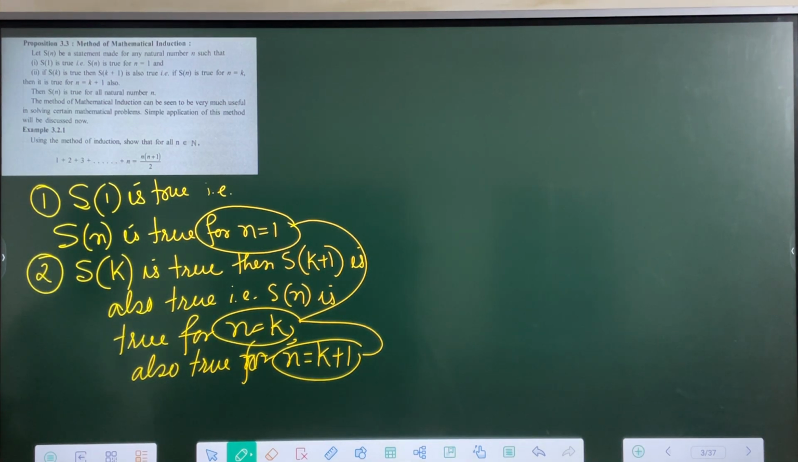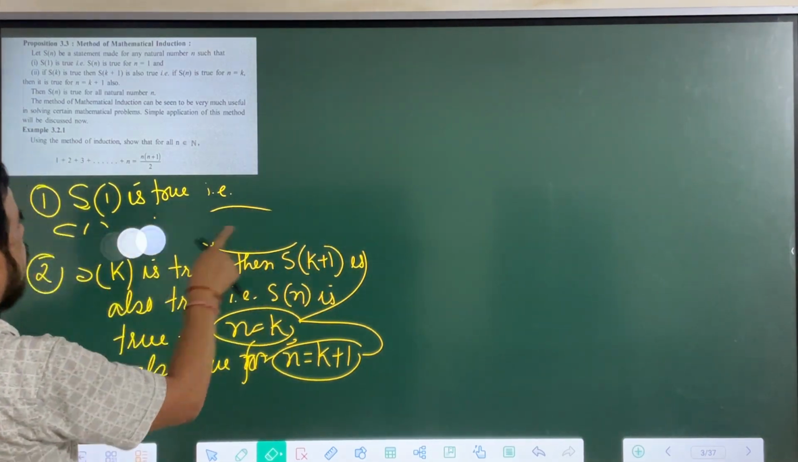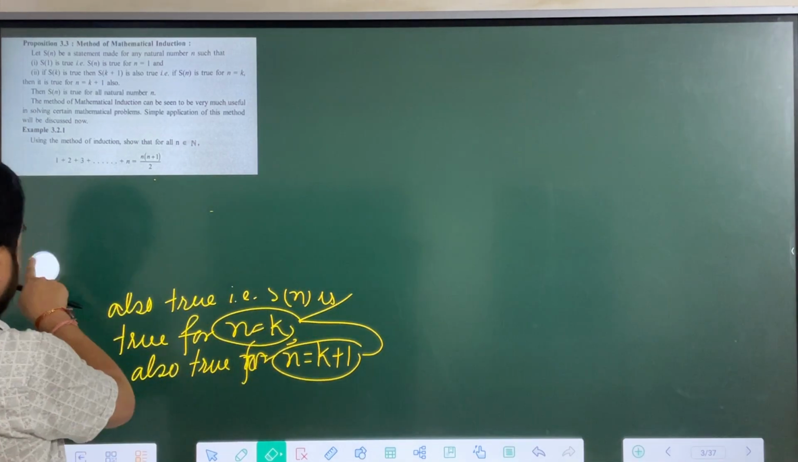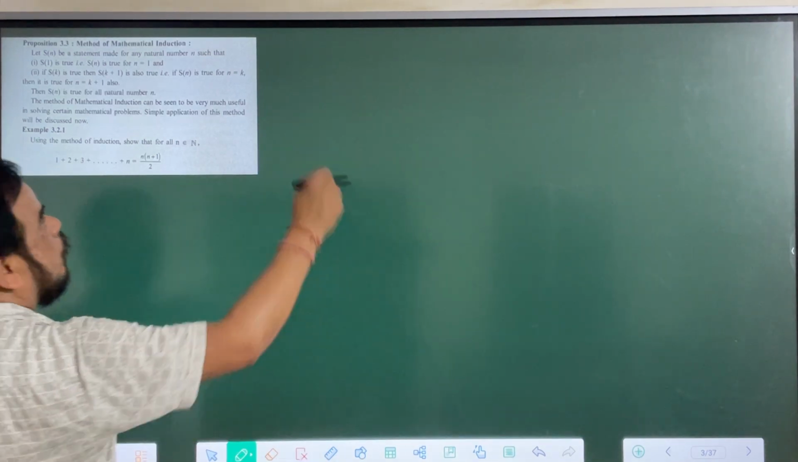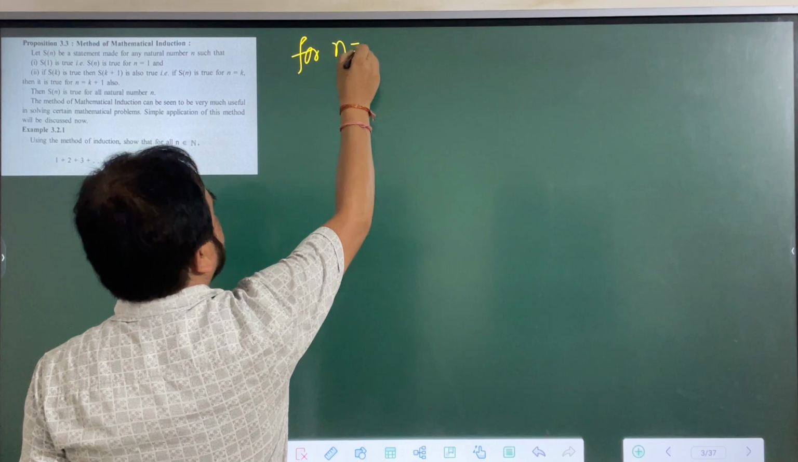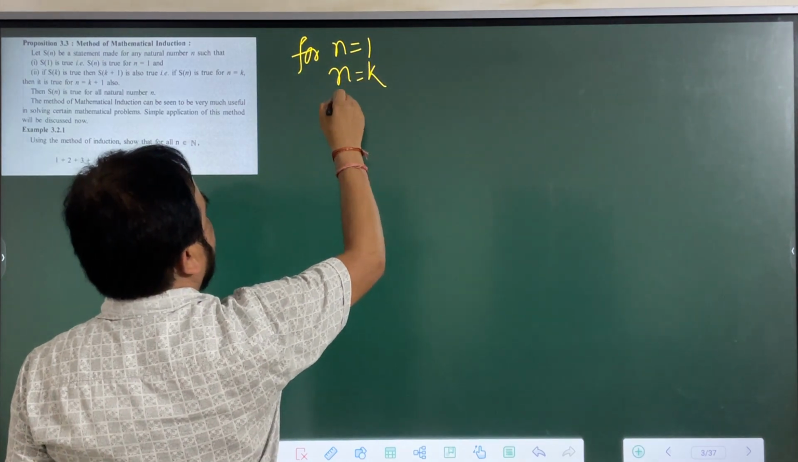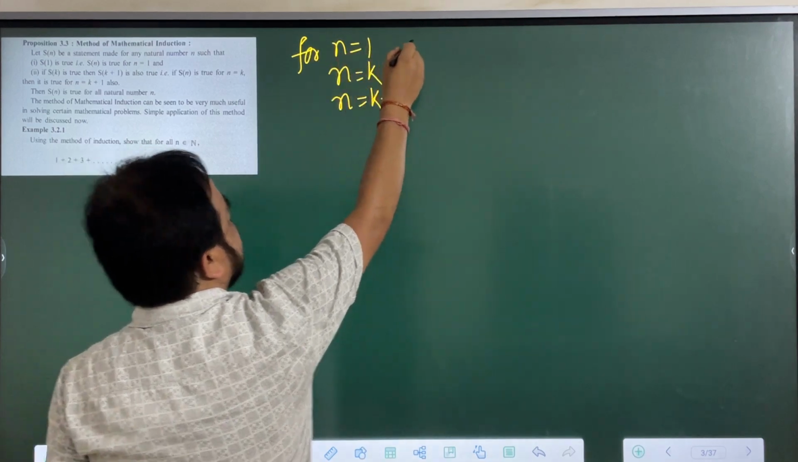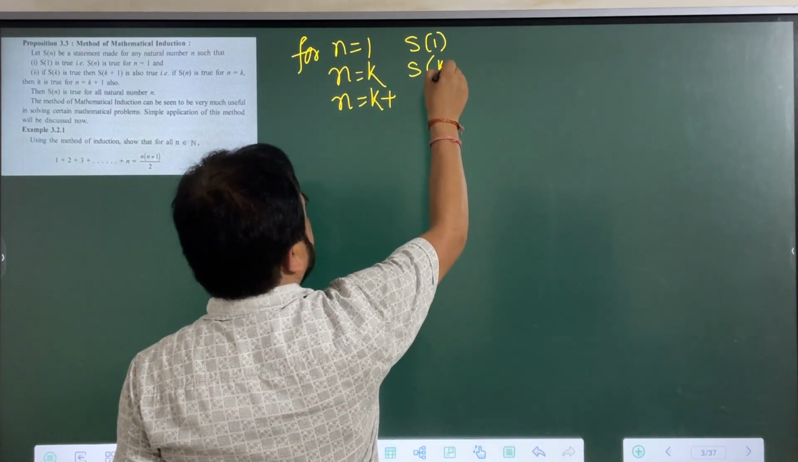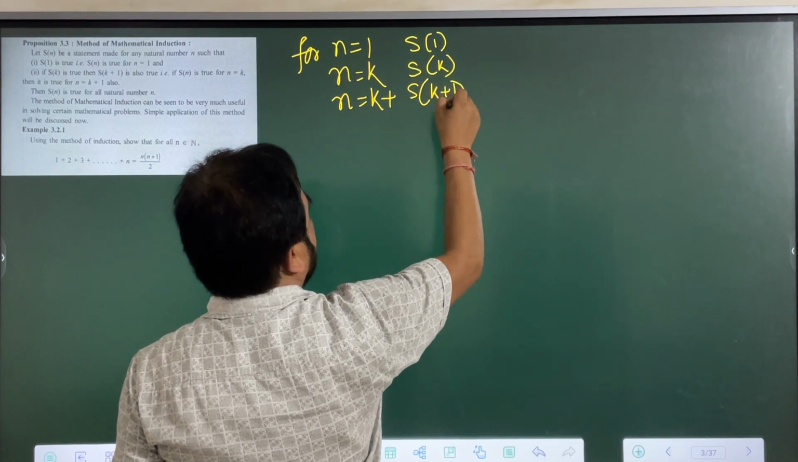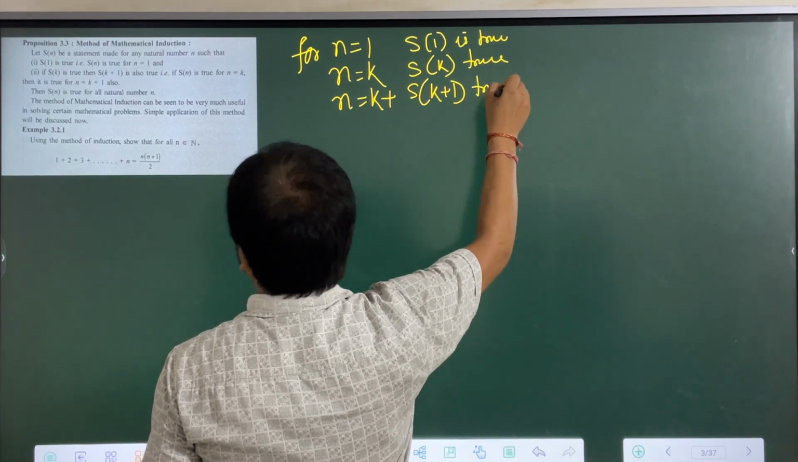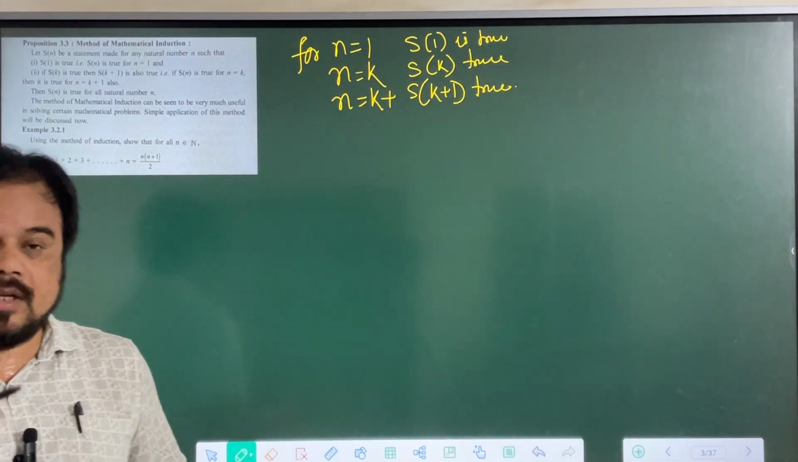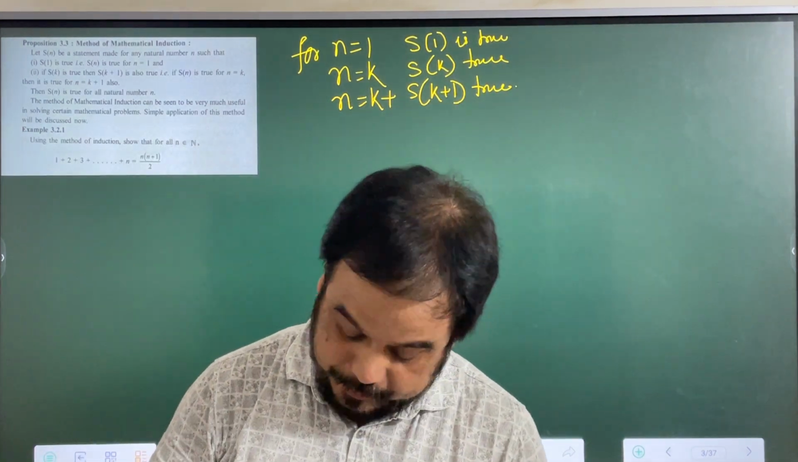So when we do example 3.2.1, then you will understand what the fact is. What I have told: for n equals to 1, n equals to k, n equals to k plus 1, S1, Sk, Sk plus 1, all should be true. What is true? That whatever we get belongs to the natural numbers.